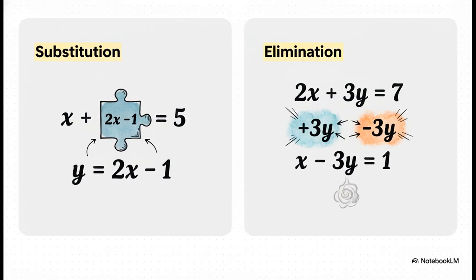Substitution is your go-to method when one equation basically just tells you what a variable is, like y equals 2x minus 1. It's already solved for you. On the other hand, elimination is perfect when you see that the variables are all lined up nicely and you can just add or subtract the equations to make one of the variables, well, disappear.